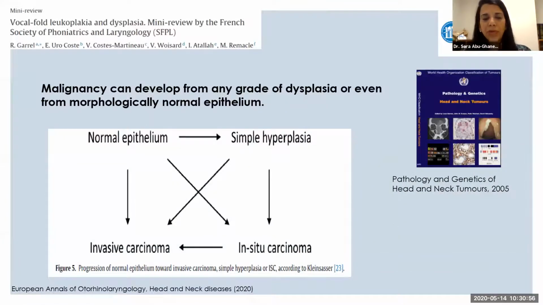But I think the most important thing to remember from all those papers is that invasive carcinoma can develop from any grade and even from normal epithelium. If you remember this part by the end of this lecture, that's the take-home message we all need to keep in mind. If we saw something in the larynx and took a biopsy and saw hyperplasia, that doesn't mean we're done and we're not going to follow this patient. This patient needs to be followed later on.